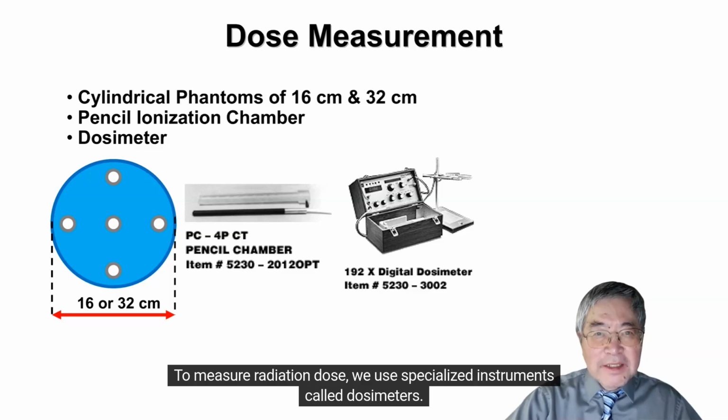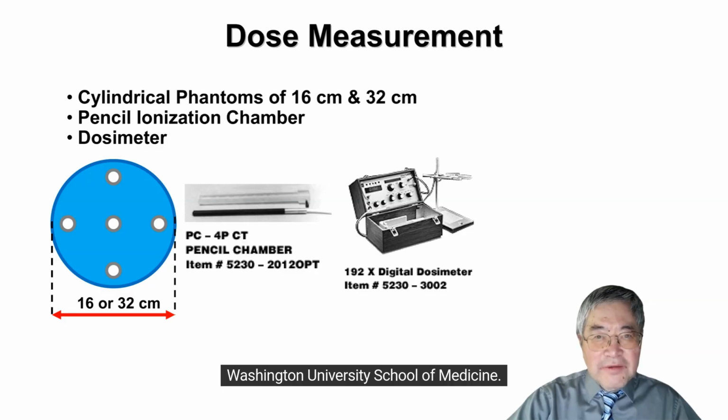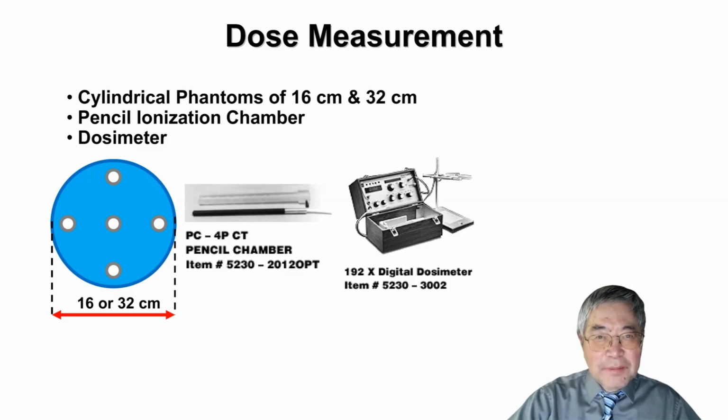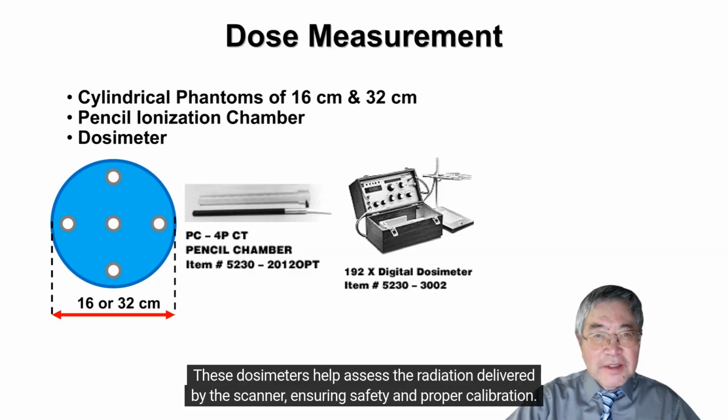To measure radiation dose, we use specialized instruments called dosimeters. I personally had the opportunity to work on radiation dose measurements for CT scanners during my time at Washington University School of Medicine. It was engaging and valuable research work, and I frequently used dosimetry equipment to evaluate radiation output. These dosimeters help assess the radiation delivered by the scanner, ensuring safety and proper calibration.